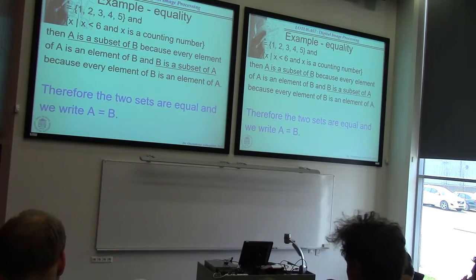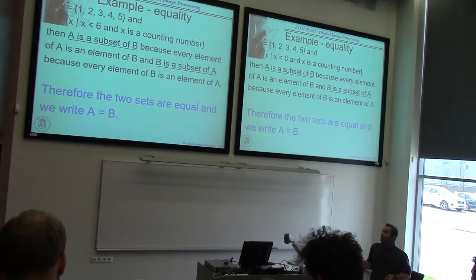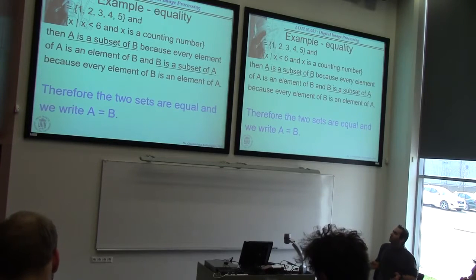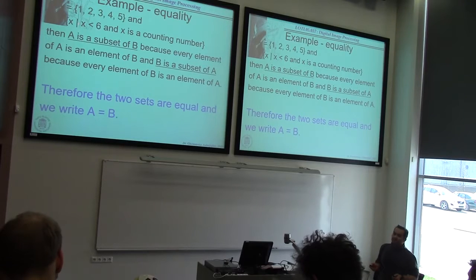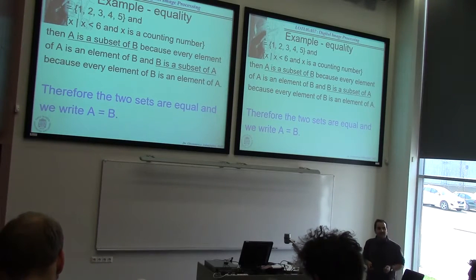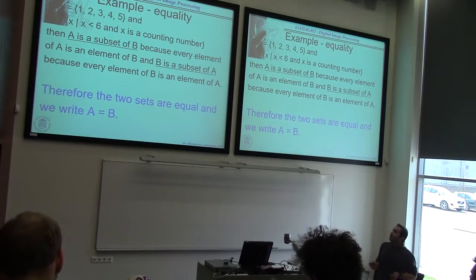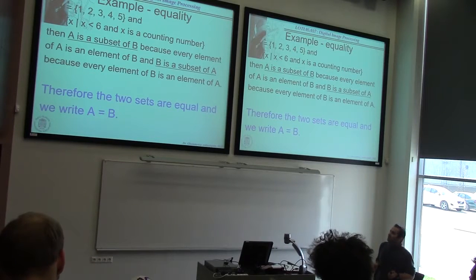And also, we can show another example here where the set A has the objects 1, 2, 3, 4, and 5, the counting numbers, and the set B is x such that x is less than 6 and x is a counting number. It means that these sets are equal, and we can write them in this form.